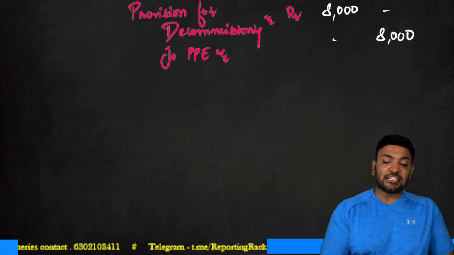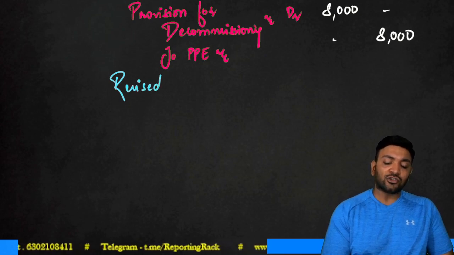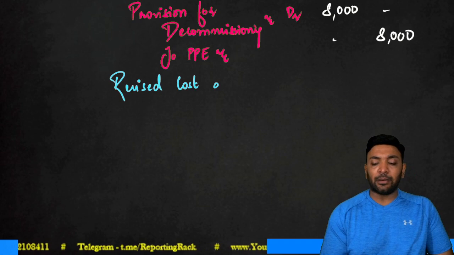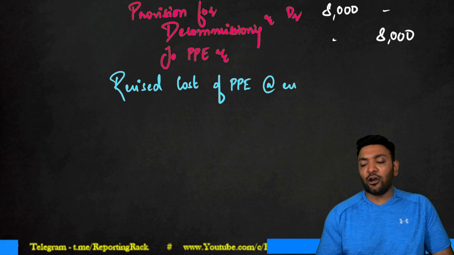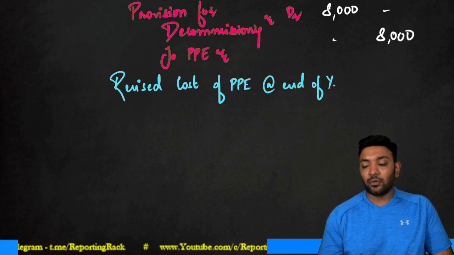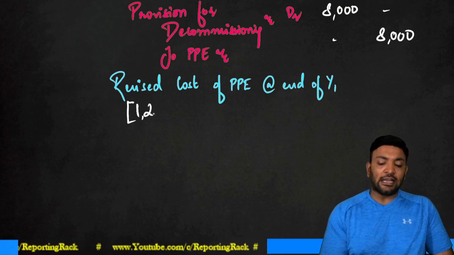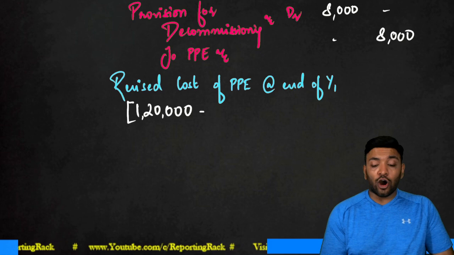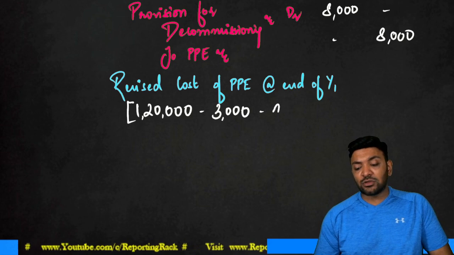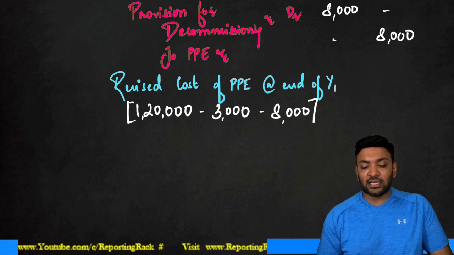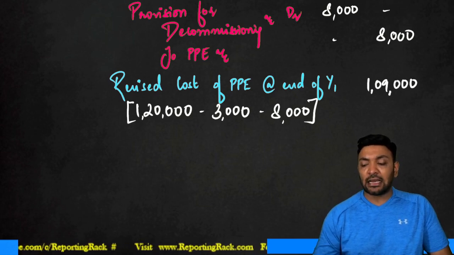So what is your revised PPE? Revised cost of property, plant and equipment at the end of year 1. Calculate. 1,20,000 originally. On this, I charged a depreciation of 3,000. I am reducing the decommissioning liability by 8,000. Therefore, the value of the asset at the end of year 1 is 1,09,000.